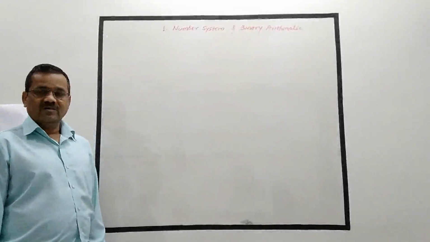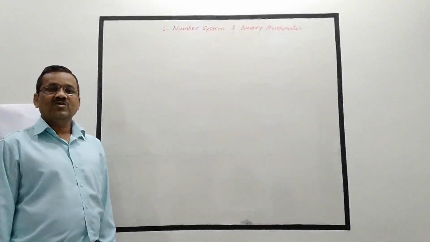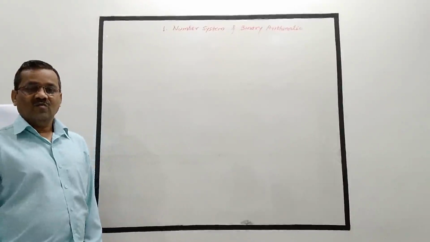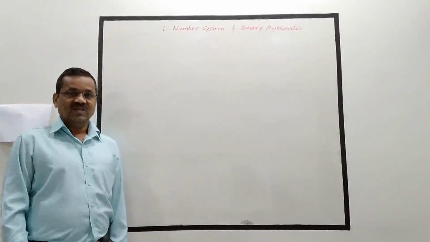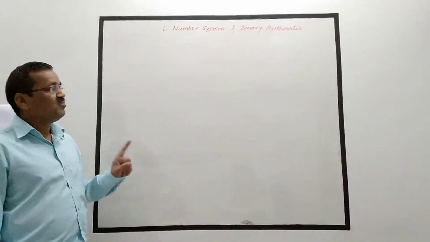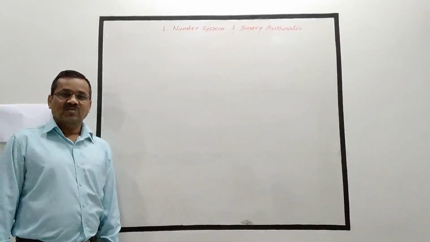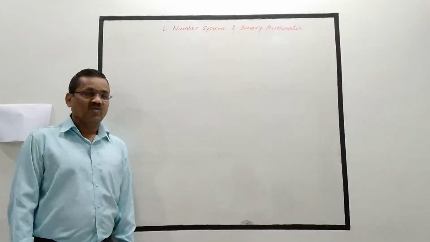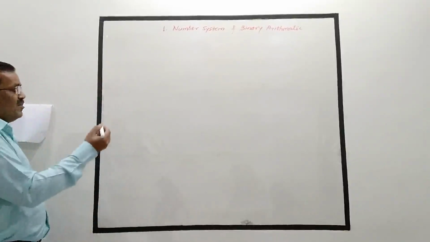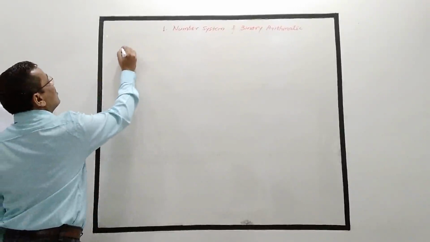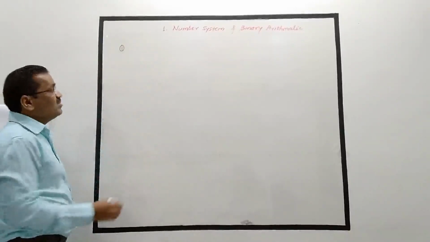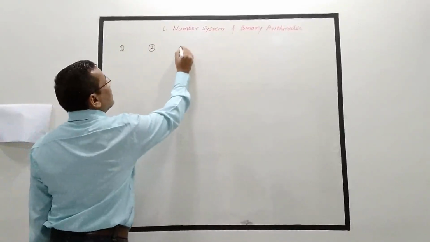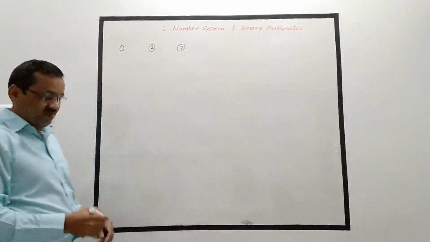How do we convert the decimal numbers into their binary equivalent? That means conversion of one number system into another number system. The most important basic number system is the decimal number system. So as we are naming the different number systems, 1 is the decimal number system, 2 is the binary number system, and 3 is the hexadecimal number system.